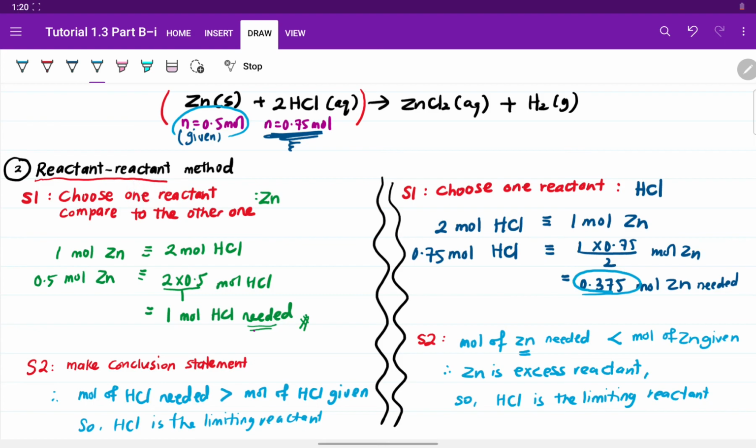Okay. Cuma awak kena analyse dekat sini. Okey, sebab kita tak tahu sebenarnya dekat sini mana satu limiting reactant. Jadi, mungkin bila awak buat calculation, awak terus dapat macam ni. Okey, dapatlah terus limiting reactant. Tapi, boleh juga jadi awak buat calculation dapat macam ni. Okey, so, whatever way you do, last sekali limiting reactant dia mesti sama. Okay, so this is the reactant method.